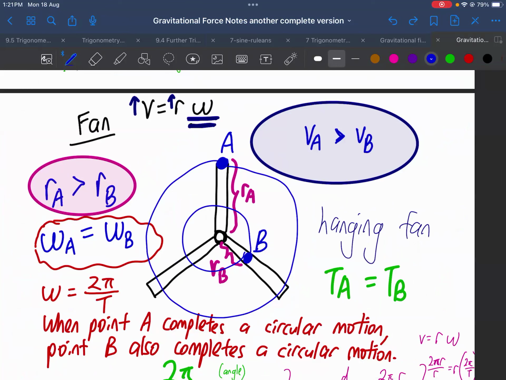Exactly. Point A has a greater speed. Even though point A and point B have the same angular frequency, they have different speeds.